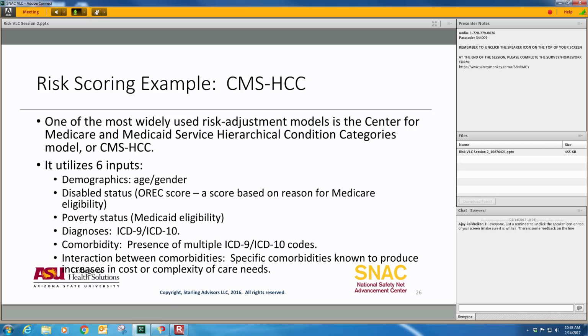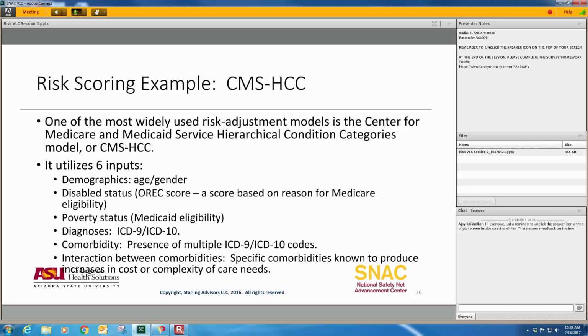The CMS Hierarchical Condition Categories Model, or CMS HCC, is used by CMS to essentially identify a predictive cost for a population of patients. And it takes into consideration 6 inputs. Some demographic information, disabled status known as OREC score, original reason for Medicare eligibility, poverty status, so if the patient is dually eligible, so eligible in addition for Medicaid, and then historical ICD-9 and ICD-10 codes.